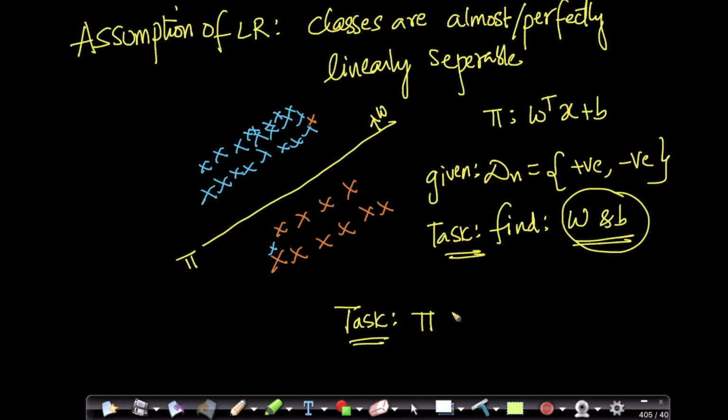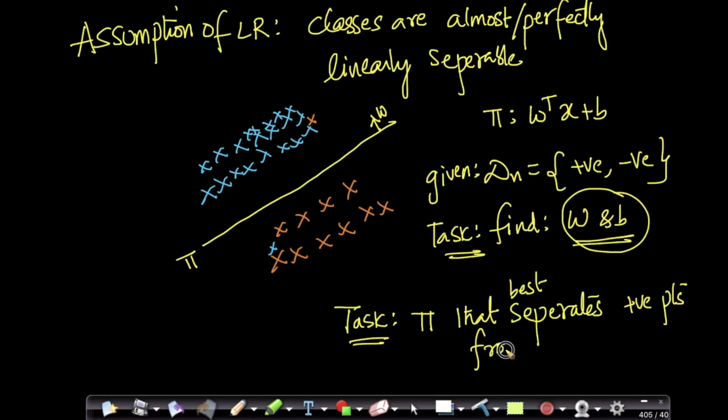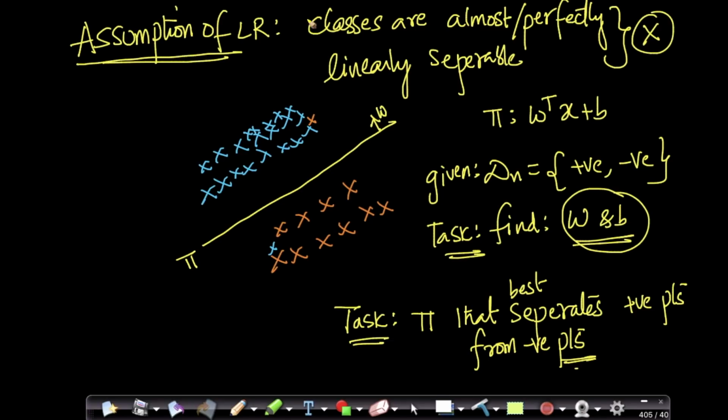The task is to find a plane pi that best separates, I should say, because sometimes it may not be perfect, right? Because you have these two errors or two outliers, that best separates your positive points from your negative points. That is the task of logistic regression, right? And this is the assumption that logistic regression is making, that your data is almost or perfectly linearly separable. If it is not, logistic regression cannot be applied. Okay, this is the fundamental assumption.